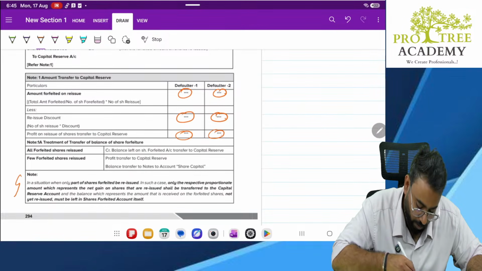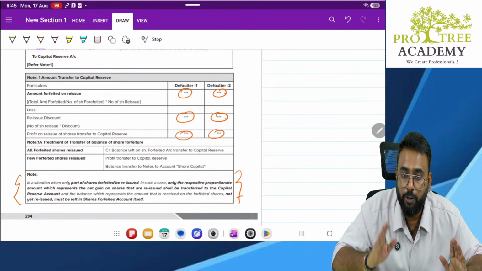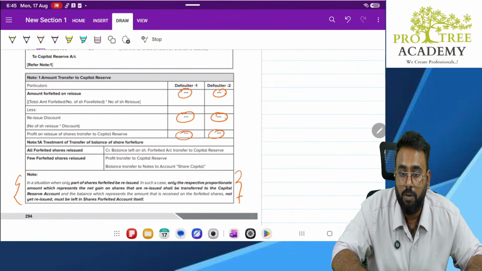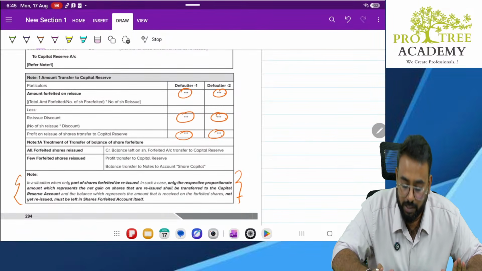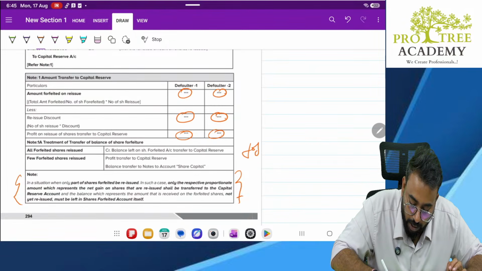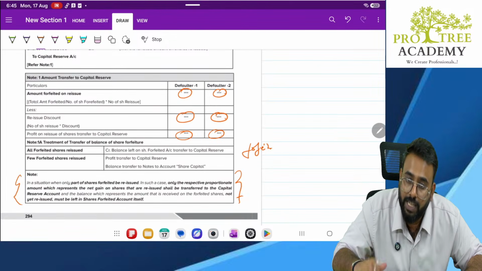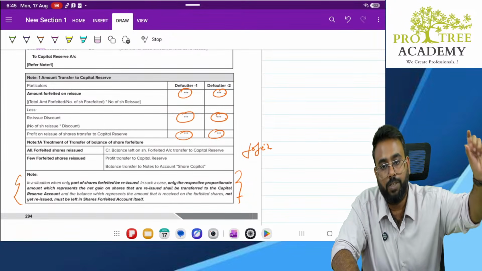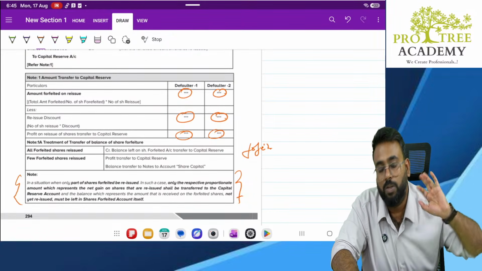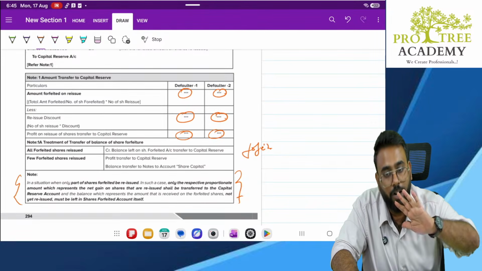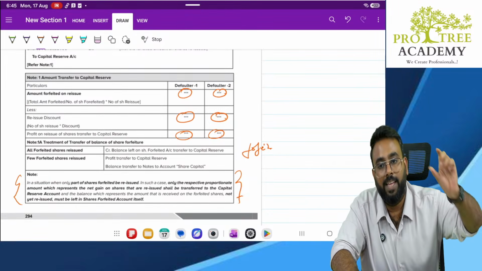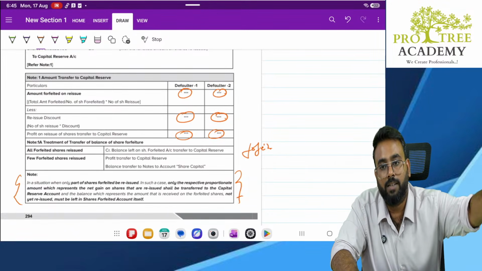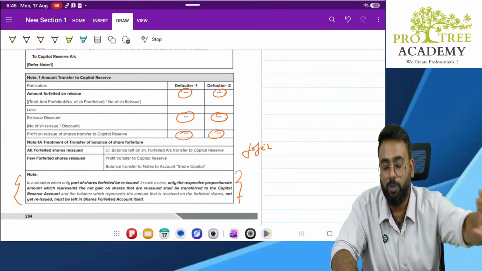Clear? Again, this note is important. Transfer only to capital reserve the portion of forfeiture amount on which the shares have already been reissued. For the shares which have been reissued, that proportionate forfeiture amount should be transferred to capital reserve. For the shares which are forfeited and not reissued, the amount lying in the forfeiture account with respect to those shares should not be transferred to capital reserve.